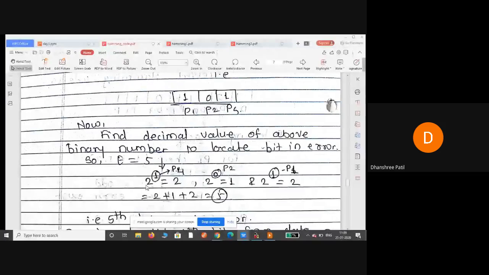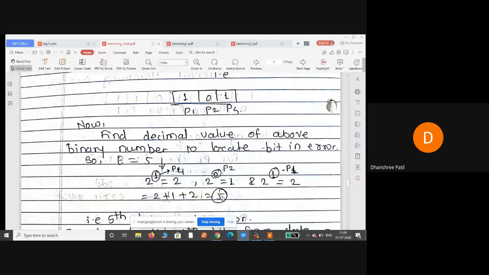Now what is the parity bit of P4? It is 1, so 2 raised to 2 is equal to 4. Then what is the value of P2? It is 0, so 2 raised to 1 times 0 is 0. Then what is the value of P1? It is 1, so 2 raised to 0 is 1. Adding these gives 5. So what is the conclusion? The fifth bit contains an error.